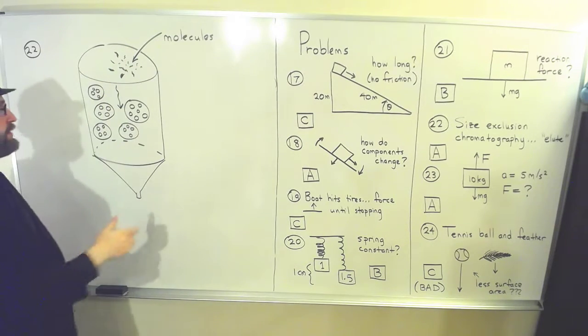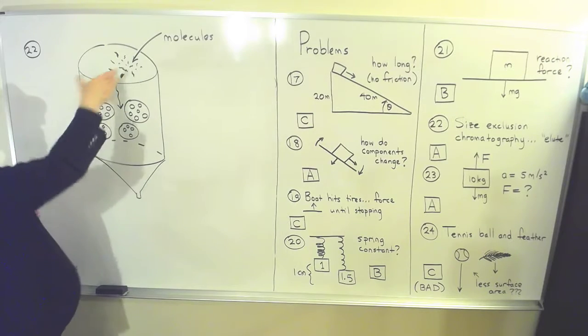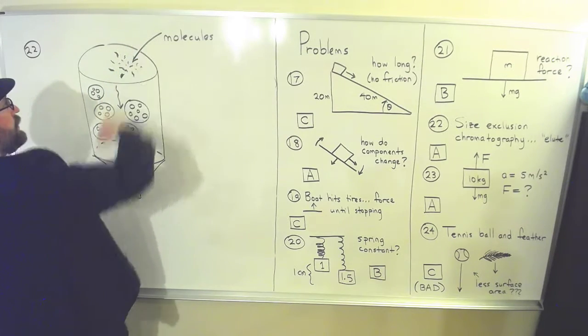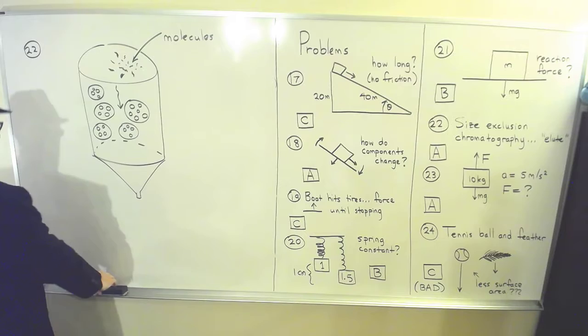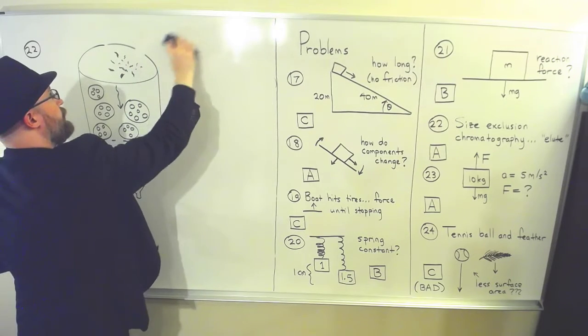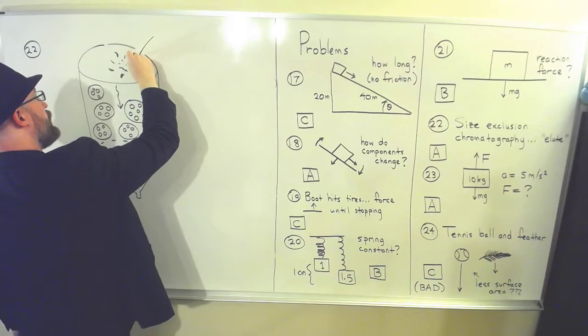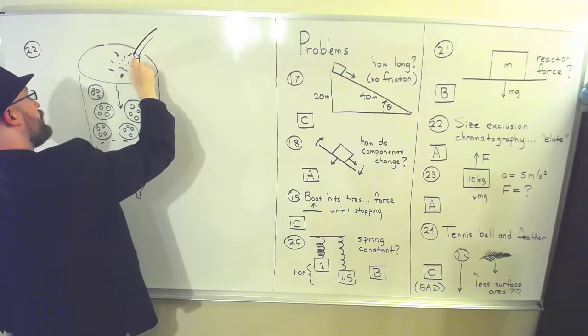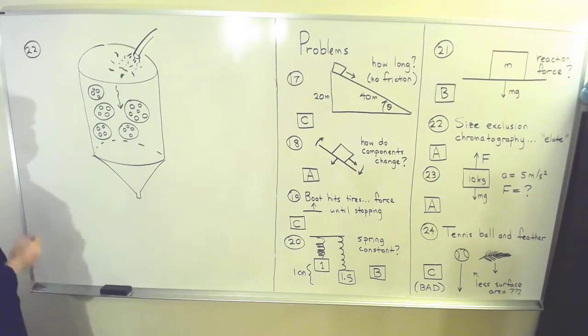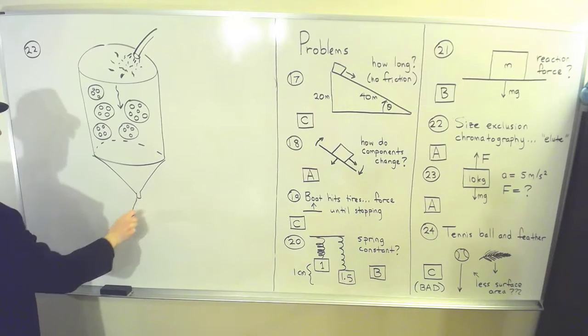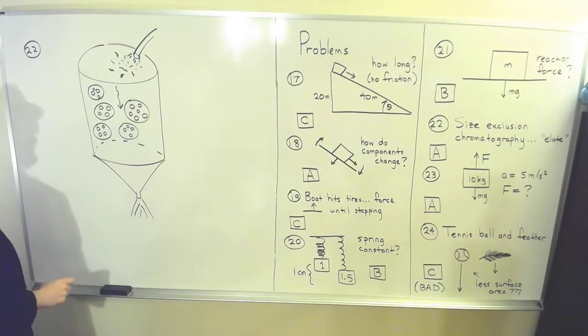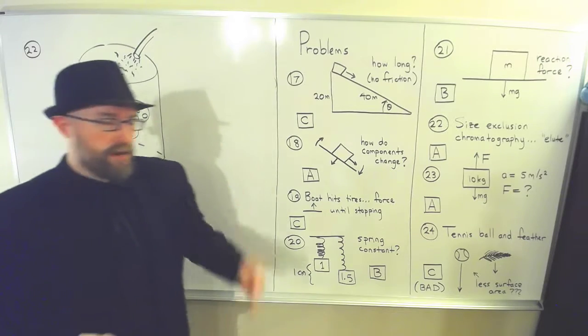And so you keep on running this solution through here. Maybe you're running these in from a hose or nozzle or something. They keep on running through, and then they run out at the bottom. And the whole point of this is to separate the big ones from the little ones.